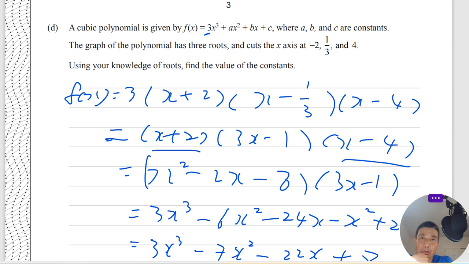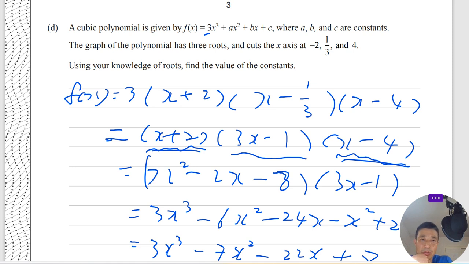So you go 3 times (x plus 2), because it's minus 2, that's why plus 2. And because it's 1/3, it's x minus 1/3. And then 4, so that's x minus 4. What I did is multiply 3 by (x minus 1/3). I get 3x minus 1. And then I multiply (x plus 2) times (x minus 4). I got x squared minus 2x minus 8.